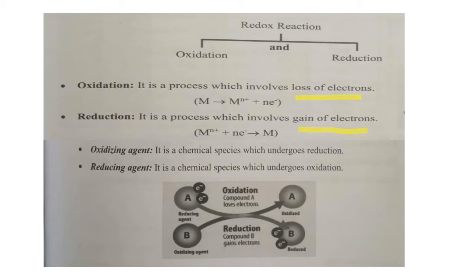Now, regarding oxidizing agent and reducing agent. The oxidizing agent is the species that undergoes reduction. It means here in this reduction, Mn+ is the oxidizing agent, while the reducing agent is the species that undergoes oxidation. It means here M is the reducing agent. They are inversed. The oxidizing agent undergoes reduction, while the reducing agent undergoes oxidation. For example, here A is the reducing agent, it undergoes oxidation. It loses electrons, while B is the oxidizing agent, it undergoes reduction.